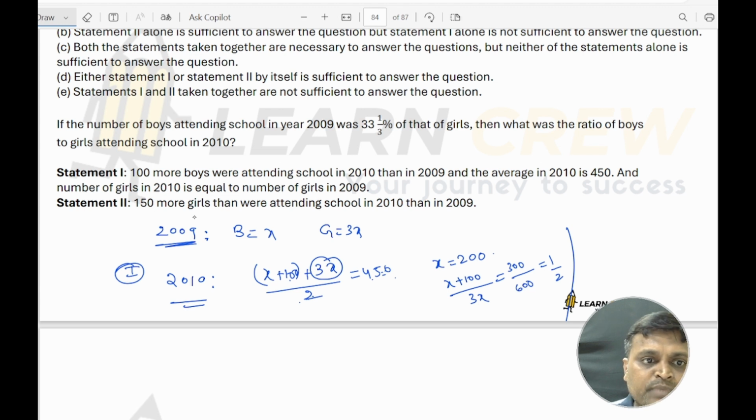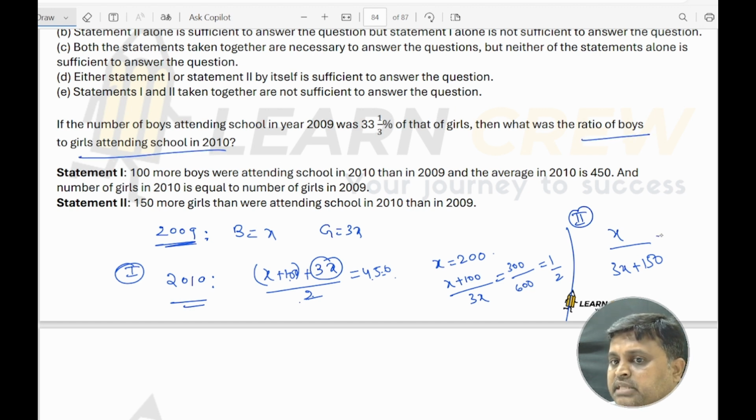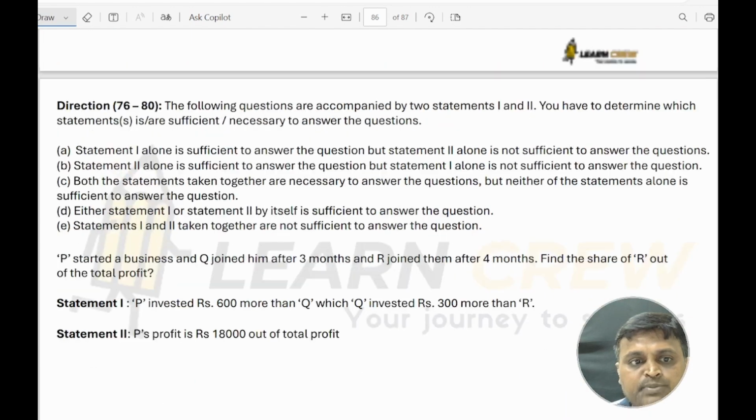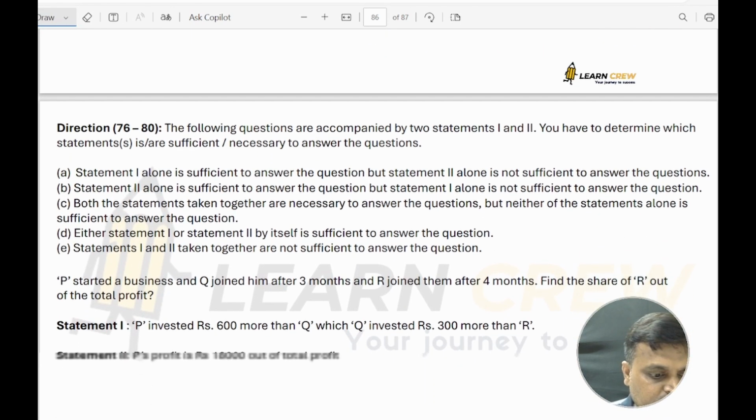Okay, what about statement 2? 150 more girls than were attending school in 2010. No other information is given. Simply boys are x, girls are 3x plus 150. From this you cannot find the ratio of boys and girls because no other information is given. So only one would be enough. So option A. Now the last question.